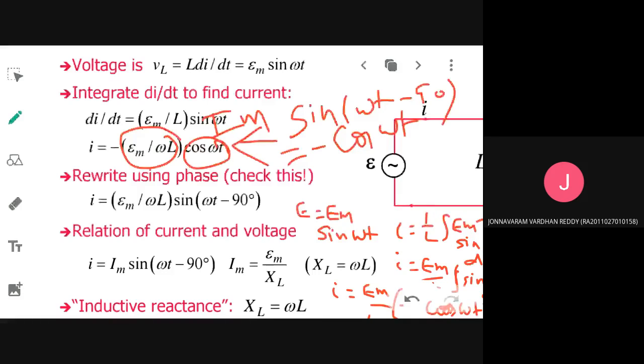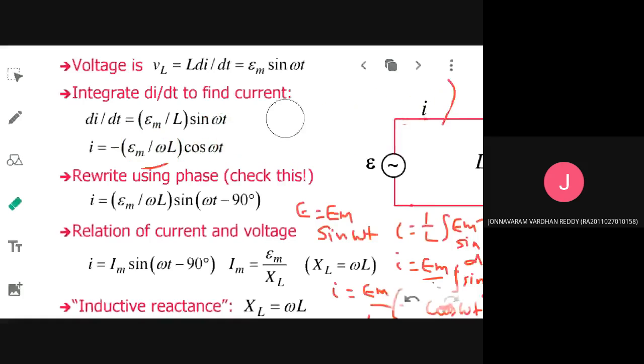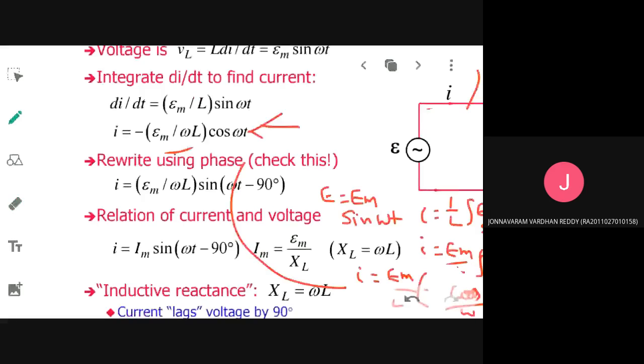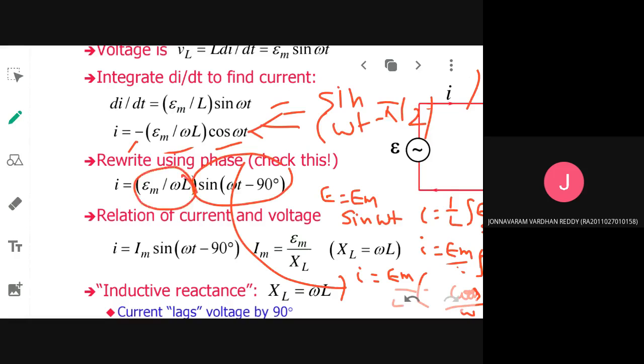Based upon that concept, this was the equation you got by the integration. Now minus cos omega t is there, and minus cos omega t is equal to sin omega t minus pi by 2. Always, sin omega t minus pi by 2 is equal to minus cos omega t. That is how this equation comes about, and you are grouping EM divided by omega L as Im. So the final equation for Im is obtained like this.